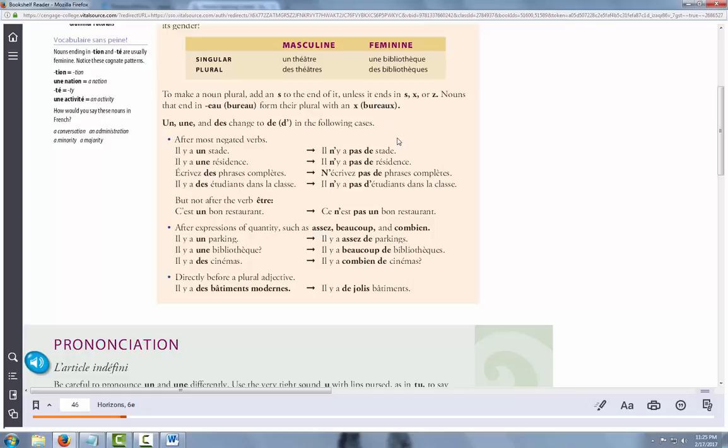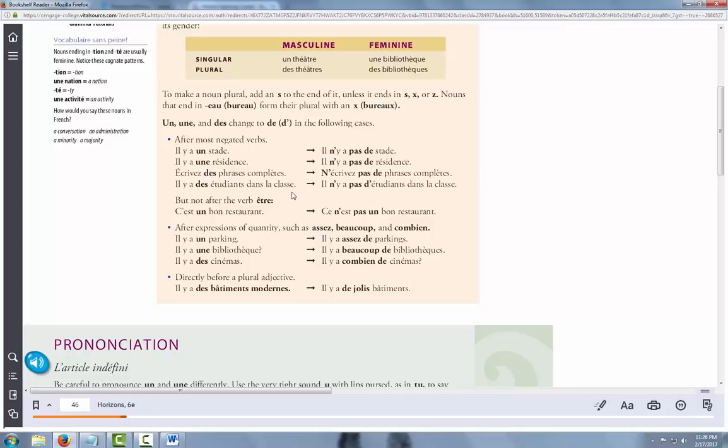Here they're giving you a note of when the un, une, and des change into de, or the apostrophe, in those cases. So, after most negated verbs, il y a un stade means there is a stadium. Il n'y a pas de stade, there is no stadium. Il y a une résidence, there is a residence. Il n'y a pas de résidence, there is no residence. Écrivez des phrases complètes, that means write complete sentences. N'écrivez pas de phrases complètes, that means don't write complete sentences.